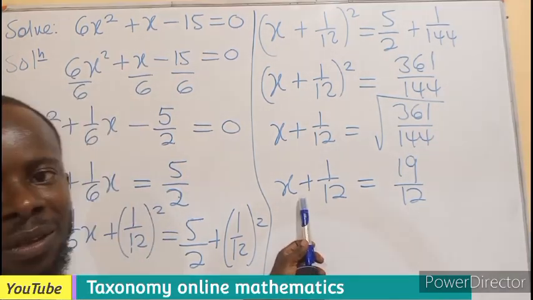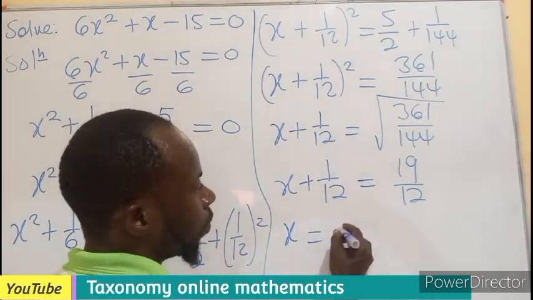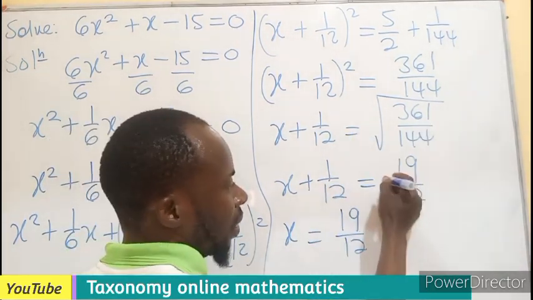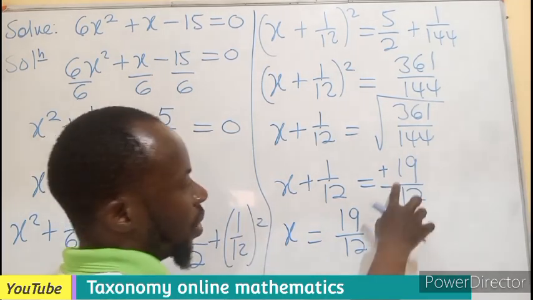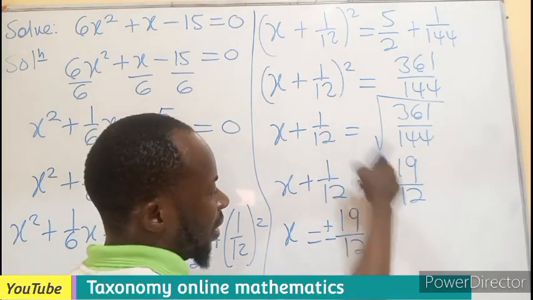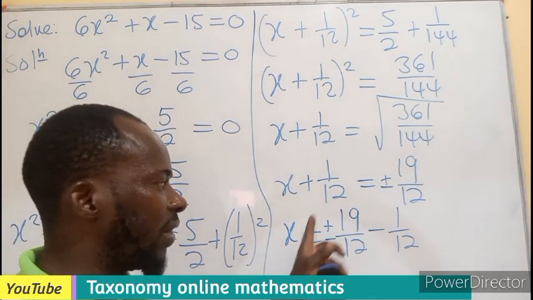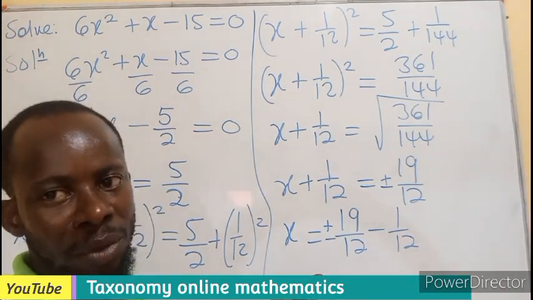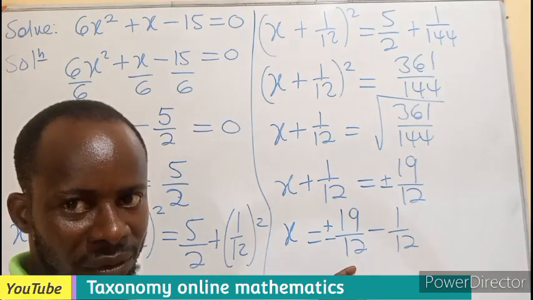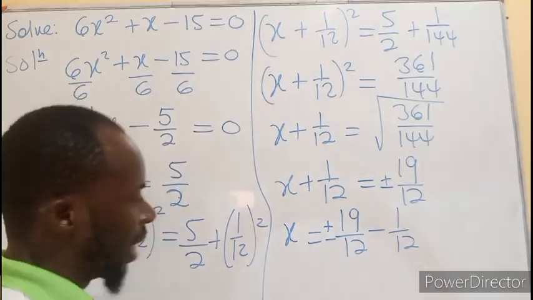Now we are looking for x. So we have to subtract 1 over 12 from both sides. Meaning x will be equal to 19 on 12. Don't forget, the square root produces two solutions, positive and negative. So plus or minus 19 on 12, minus 1 over 12. This is nothing but fractions of the same denominator. So we are going to pick the positive one, positive 19 over 12, and at the same time negative 19 over 12.